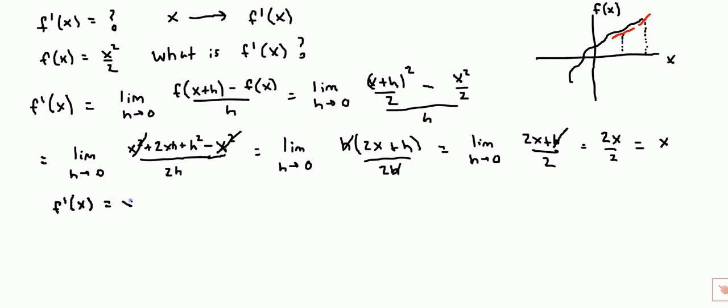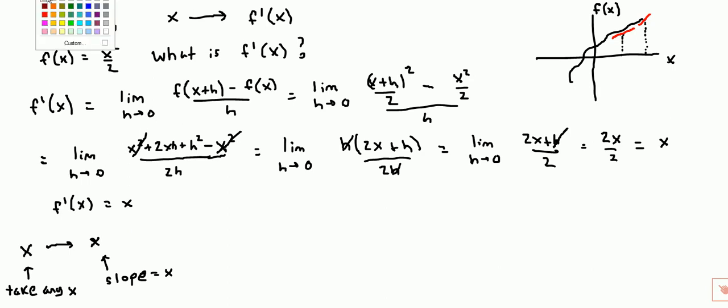What does that mean? That means if I take any value of x, and I ask, what is the slope of f of x at x? The slope is x. So take any x, and the slope is equal just to x. That's pretty easy, right? That's an easy relationship. Let's think about what that means graphically.